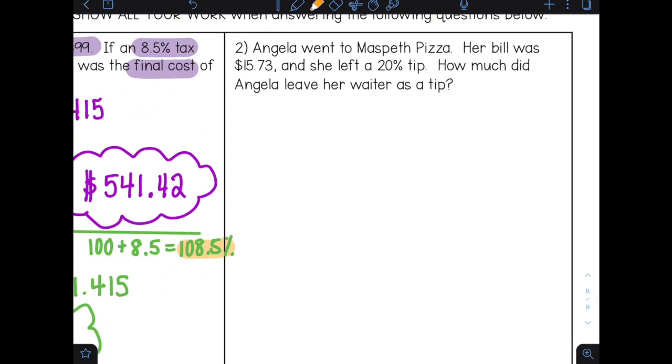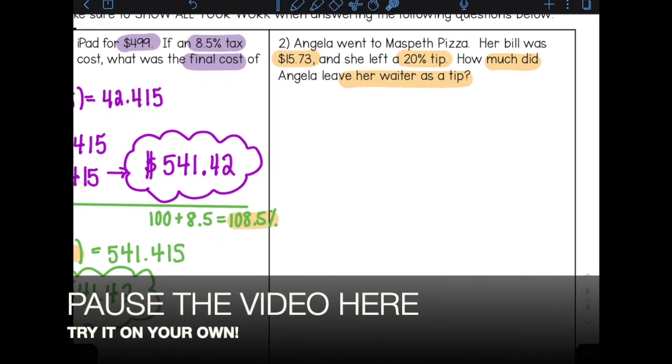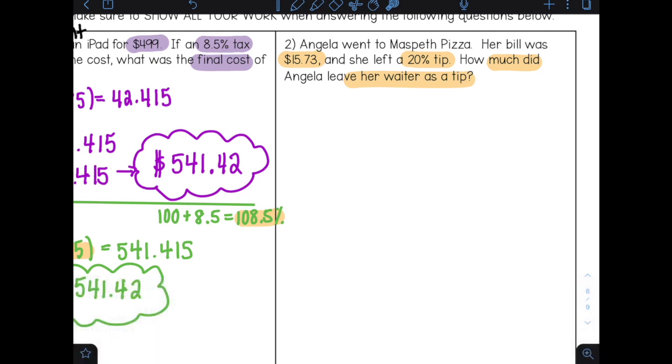here's why it's important to read the question very carefully. Angela went to Mass with pizza. Her bill was $15.73. Important. She left a 20% tip. You want to know how much did she leave her waiter as a tip. So you're not finding the final balance, you're just finding the tip. So these two questions are very different. Here we're actually finding the final cost versus here where we're not. So for number 2, pause the video, try this one on your own, and check back after you're done.